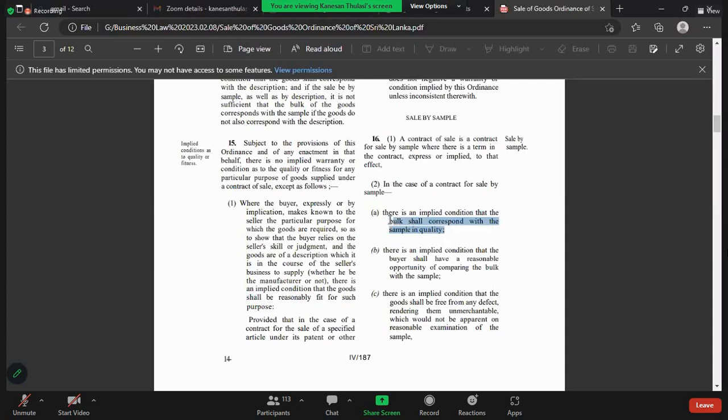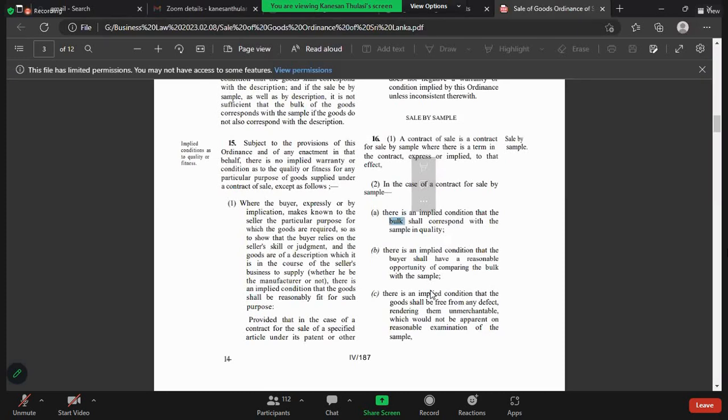You just show one share to your seller. I need this kind of share, 50. So the bulk, the 50 shares given by the seller, should correspond to the sample, the same quality and condition as the sample you showed to the seller. That's the first thing. The second one is there is an implied condition that the buyer shall have a reasonable opportunity of comparing the bulk with the sample, like showing the one share to the seller.